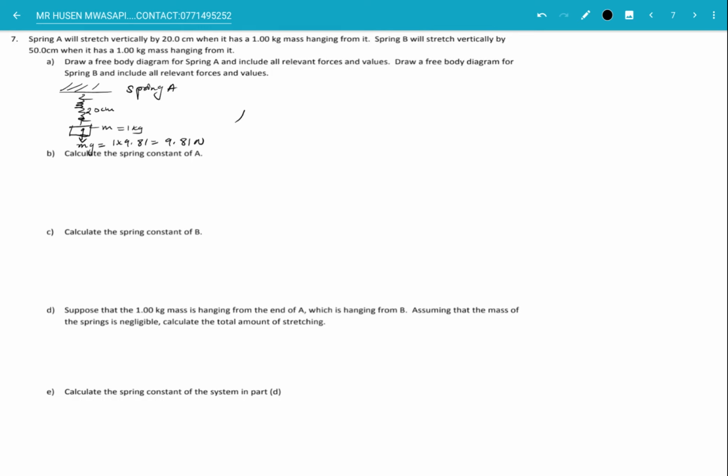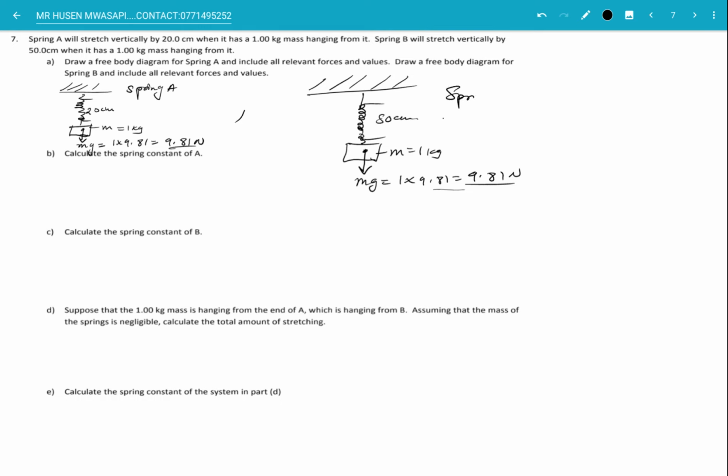Then for spring B, it's the same thing. Just have to change the extension. So you're having the mass of 1 kg, which means the weight is mg. So 1 times 9.81, which will give us the weight of 9.81 newtons. Then here we know it's going to be what? 50 centimeters. Then that's your free body diagram. This is for spring B.